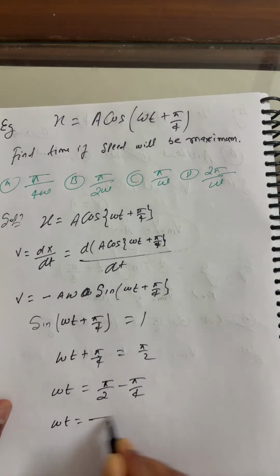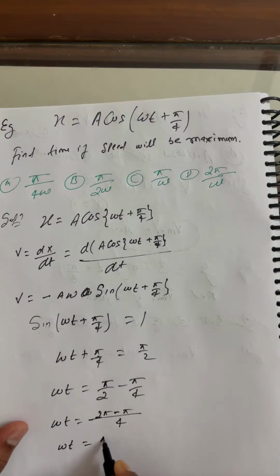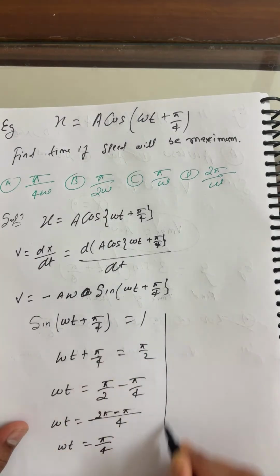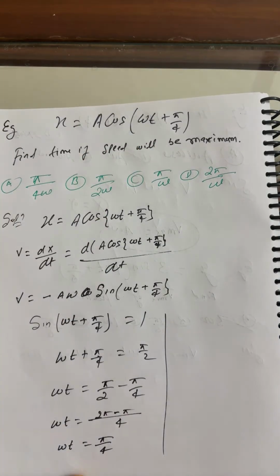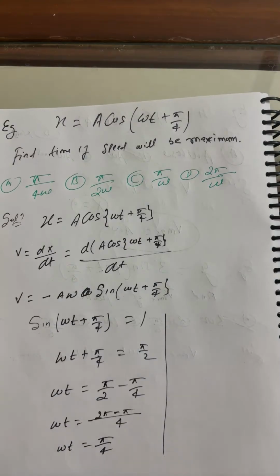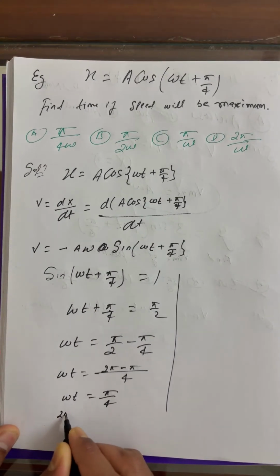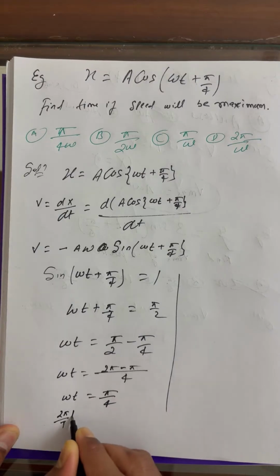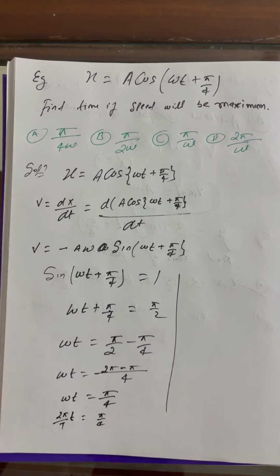So ωt equals 2π minus π over 4, which gives ωt equal to π/4. We wish to find the time when velocity is maximum. Now ω equals 2π by capital T, and T equals π by 4.